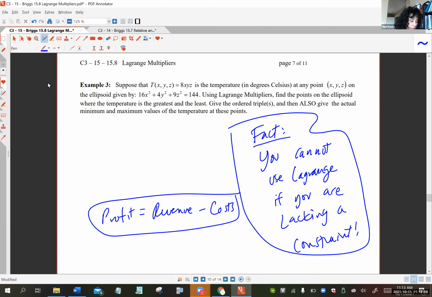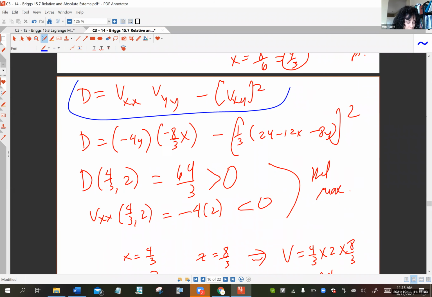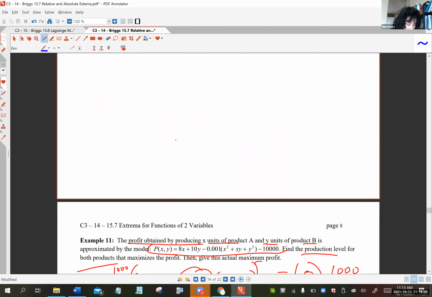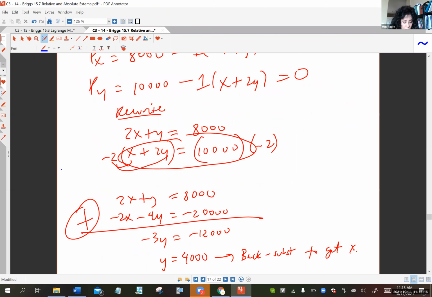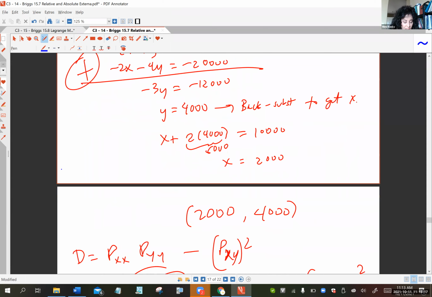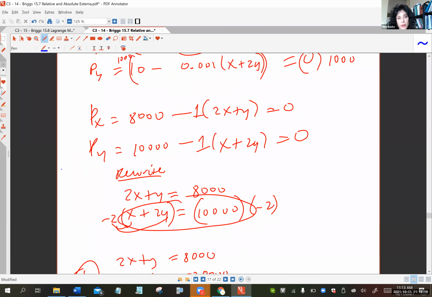Another example where Lagrange wouldn't even be available as an option is the profit problem from last lecture. There was no constraint there at all. So you kind of get forced into using the regular method where you have to use the D test and so on. So great question, and I hope that answered it for you. Thank you.